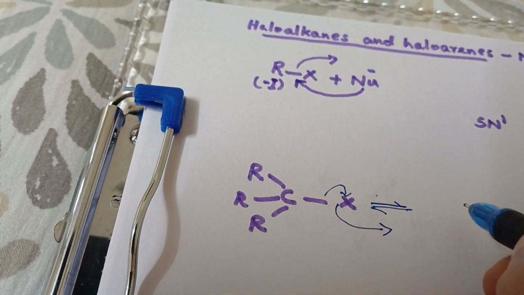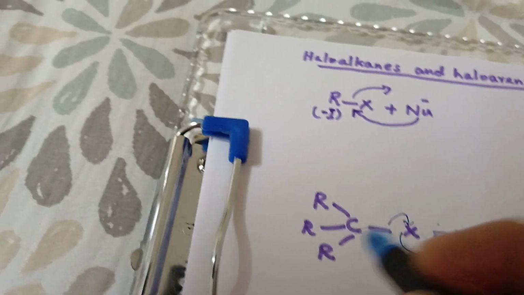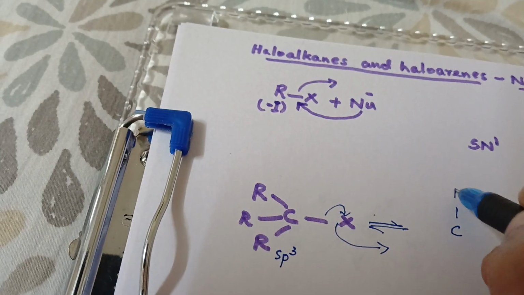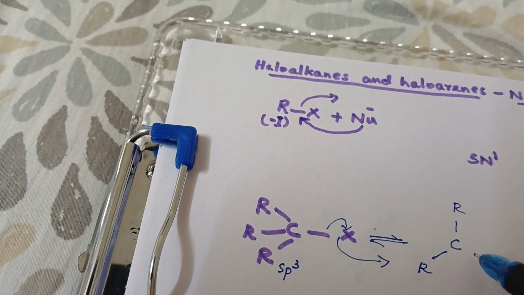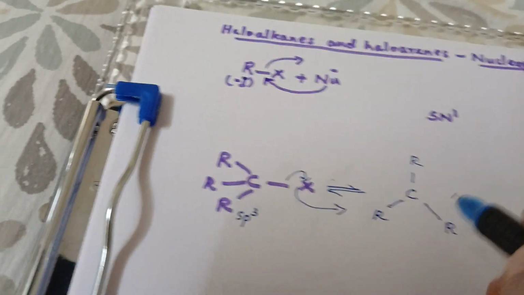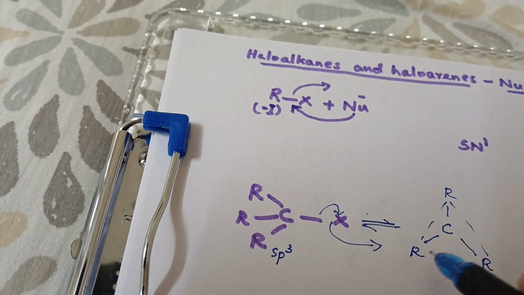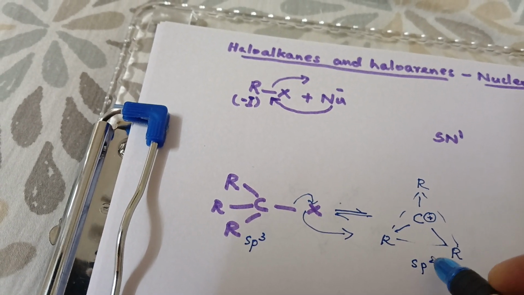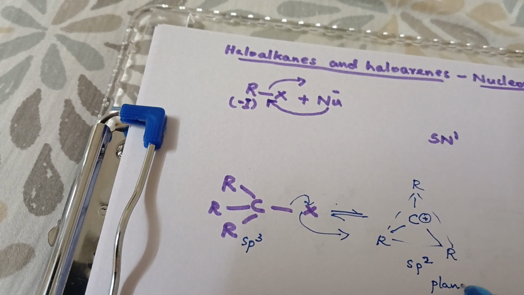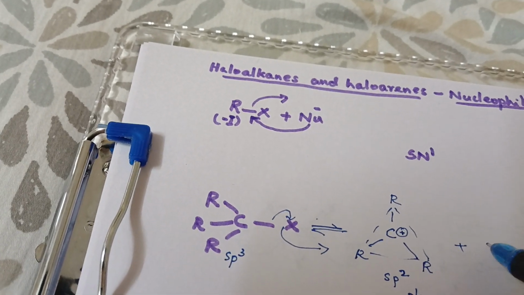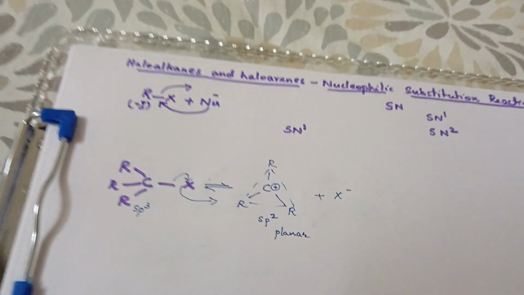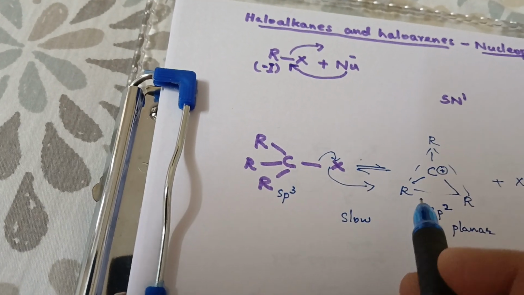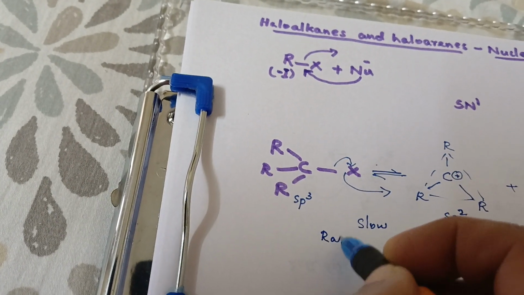And what you get will be a carbocation. This is an sp3 hybridized carbon. But the carbocation you are getting is an sp2 hybridized planar carbocation. This is the positive center. So this will be sp2 hybridized and the geometry will be planar. And the halide will be gone. So we said this is a slow step, and so this is the rate determining step.